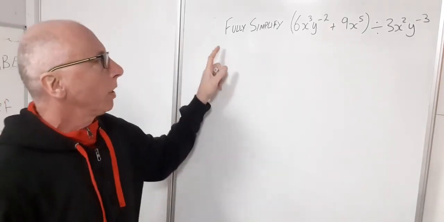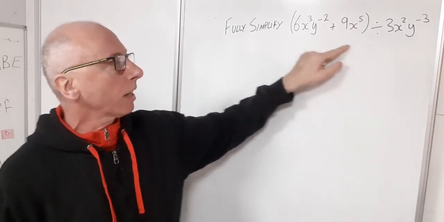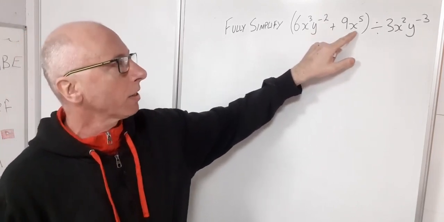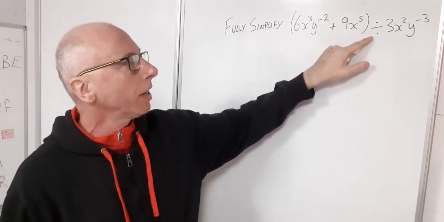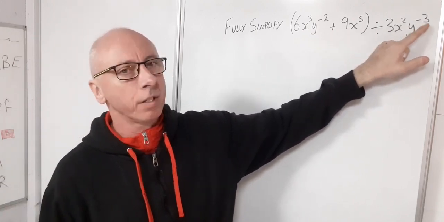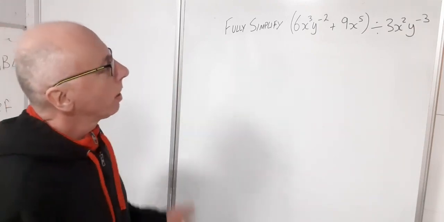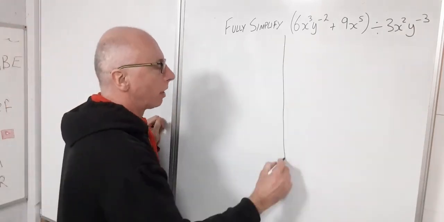So in this question here, we need to fully simplify this expression here. We've got (6x cubed y to the minus 2 plus 9x to the 5) in brackets divided by 3x squared y to the minus 3. Now there's two ways we can do this, so I'm going to show you both ways.